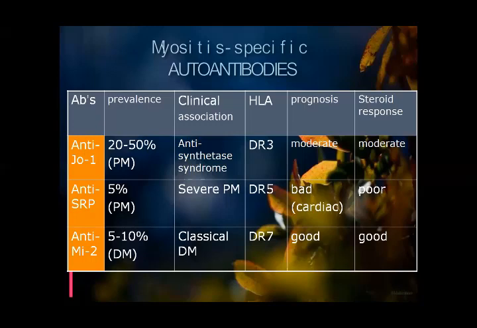While patients who have anti-Mi-2 antibody have dermatomyositis with a classical heliotrope rash, or polymyositis with esophageal involvement, and they are the patients who have DR7 and the prognosis is good. So anti-Mi-2 dermatomyositis with DR7 has a good prognosis and they respond to steroids.